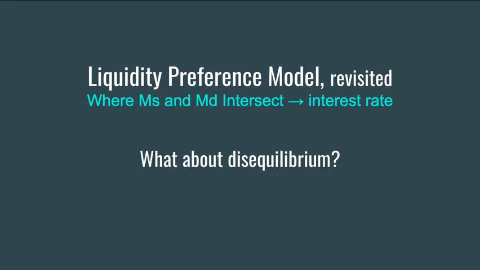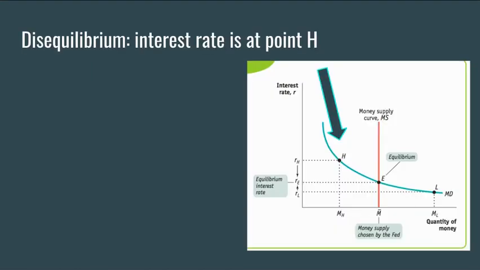Okay, we're almost done, guys. So let's revisit the liquidity preference model, which is what I mentioned earlier in this lecture. And it says that when money supply and money demand intersect, that gives you the equilibrium interest rate. But what happens when we are in disequilibrium? Well, let's talk it out.